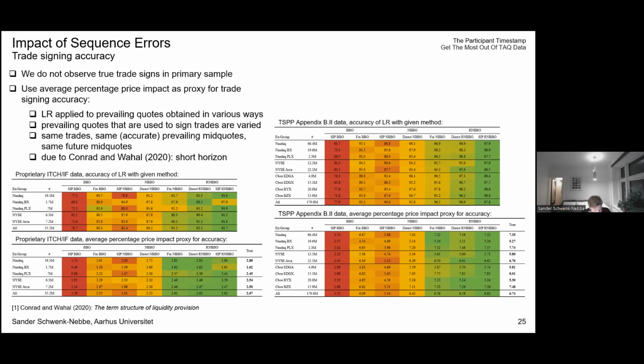So what I'm doing here is that I develop a very simple proxy for trade signing accuracy. And the proxy is average percentage price impact. So we know that on average, at least, quotes are revised in the direction of trades. So price impact is actually quite a decent proxy for trade sign accuracy, because if we use the correct trade signs on average, our average price impact will be larger.